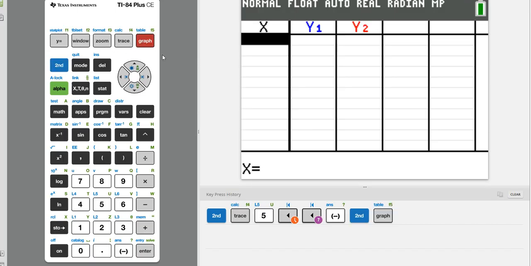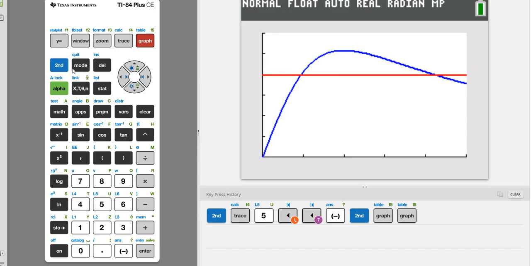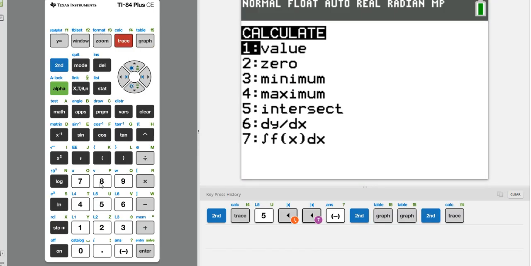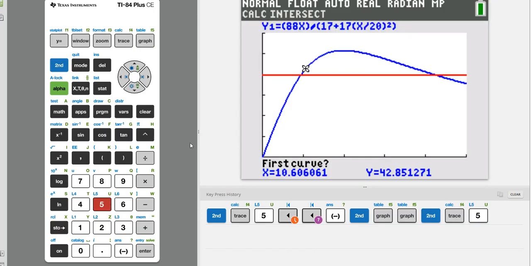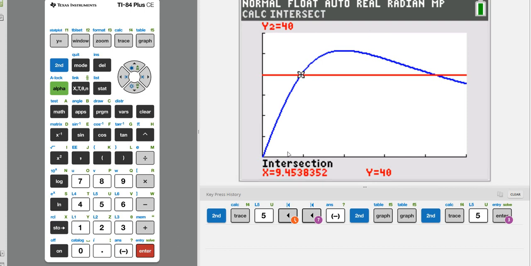It's a guess from your first curve. Oops. Oh, no. I didn't do that. So let's go back here. So it's a guess from your first curve. Press enter. Second curve. Press enter. And it wants another guess. Just press enter. And it should give you that intersection point. So about 9.454. We'll round it to 3 decimal places.